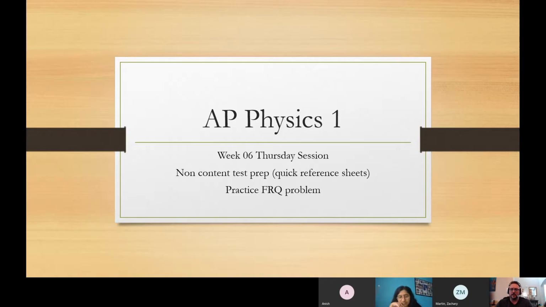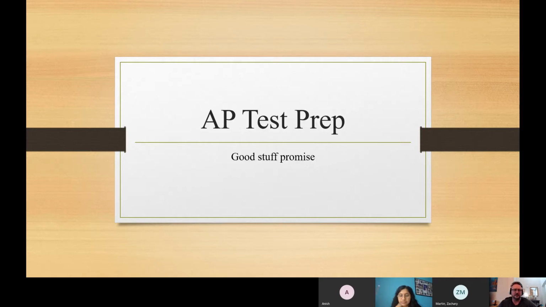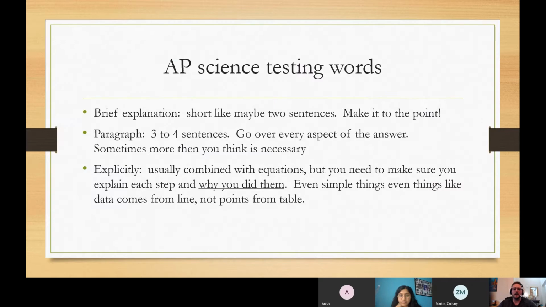AP Physics 1's Thursday review session. However, it also applies to AP Physics C simply because there's obviously overlap. And so if you may have seen the first part of the video, which is going to be the terms, you can fast forward through that obviously, but this is non-content ACT prep.